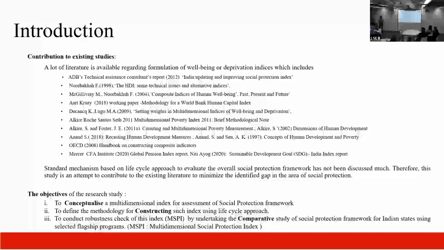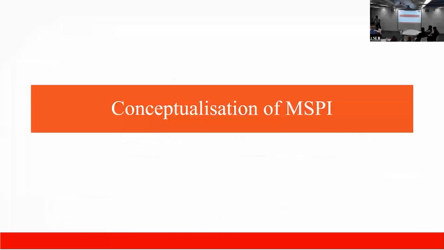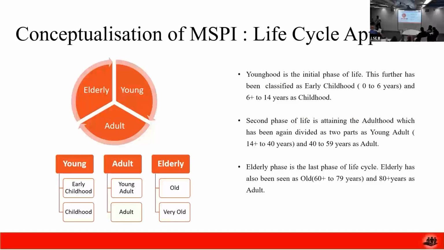Third is to check the robustness of this index, and this index I am proposing to call the multidimensional social protection index, MSPI. And for that, a comparative study between various states in India has been carried out in this particular study. So let's see the conceptualization of this index. As I was mentioning, this is about the life cycle approach. The life cycle of any human being can be divided into three major stages. One is young, second is adult, and third is elderly.